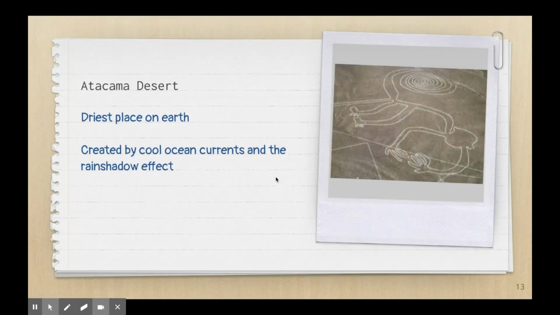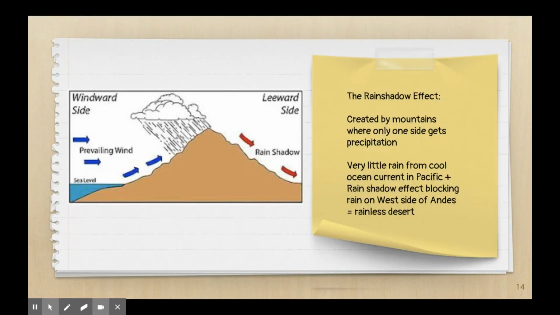The Atacama Desert is the driest place on Earth, and it was created by cool ocean currents and the rain shadow effect. Now, you may be wondering what the rain shadow effect is. It is created by mountains where only one side gets precipitation. So there's very little rain on the other side. So little rain from cool ocean currents on the Pacific plus the rain shadow effect blocking the rain on the west side of the Andes makes a rainless desert.